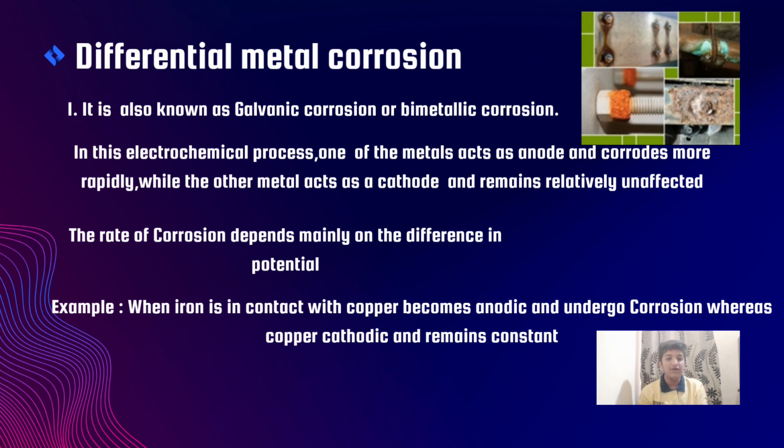So let's see the summary of differential metal corrosion. It is also known as galvanic corrosion or bimetallic corrosion. In this electrochemical process, one of the metals acts as anode and corrodes more rapidly, while the other metal acts as cathode and remains relatively unaffected. So the rate of corrosion depends mainly on the difference of potential. The example of differential metal corrosion is when iron is in contact with copper, iron becomes anodic and undergoes corrosion, whereas copper, as cathodic, remains unchanged. So this is all about differential metal corrosion.